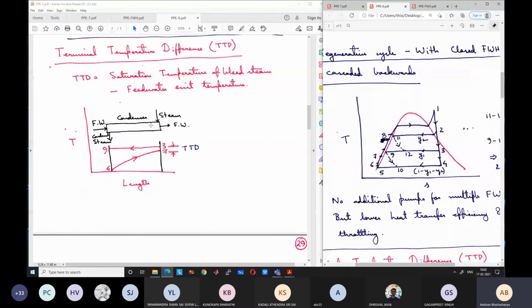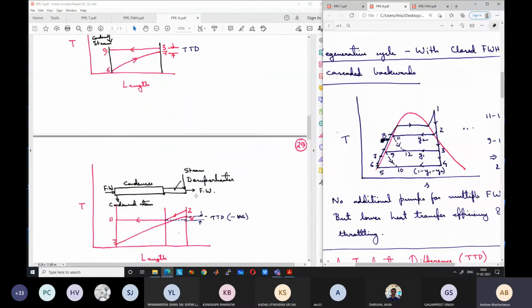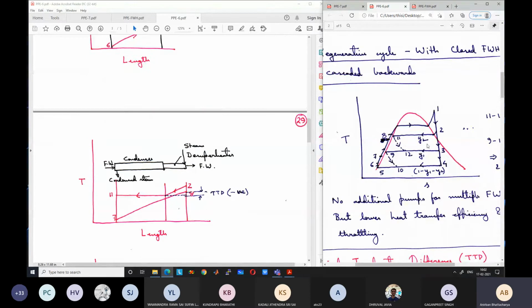Similarly, in this case, because some part of this steam is in superheated condition in the feed water heater, we need a device which is known as a desuperheater, to bring the superheated steam to saturated steam. Some part of the feed water heater is the desuperheater. It brings the steam from superheated state to saturated steam.